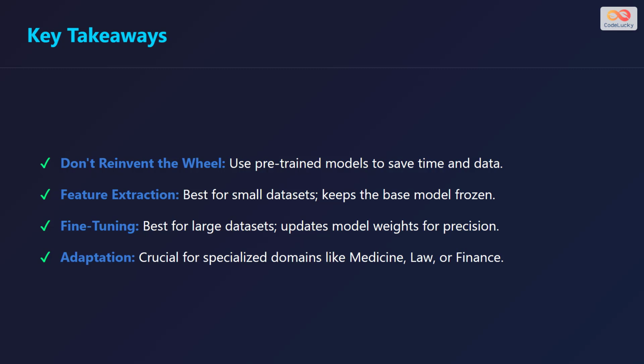To summarize, remember these key points. Do not reinvent the wheel. Use pre-trained models whenever possible. Use feature extraction when you have small datasets, and fine-tuning when you need maximum performance and have more data. Finally, remember that domain adaptation is the secret weapon for specialized industries.